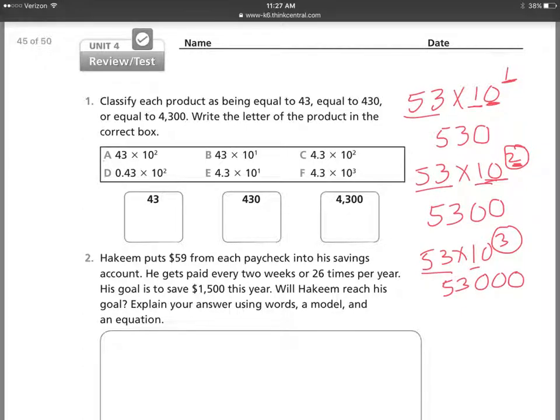As you complete each and every one of these problems, you're going to put the letter in the correct box that has the answer. So I'll do A for you. 43 times 10 to the second power is 43 with 2 zeros, and so the letter A should go in this box. The rest of these you can do on your own.